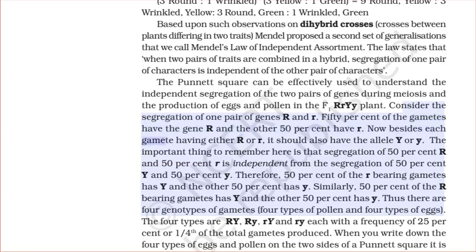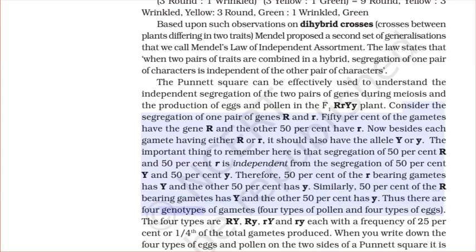Now, besides each gamete having either capital R or small r, it should also have the allele capital Y or small y. The important thing to remember here is that segregation of 50% capital R and 50% small r is independent from the segregation of 50% capital Y and 50% small y. Therefore, 50% of the small r-bearing gametes has capital Y and the other 50% has small y. Similarly, 50% of the capital R-bearing gametes has capital Y, and the other 50% has small y.